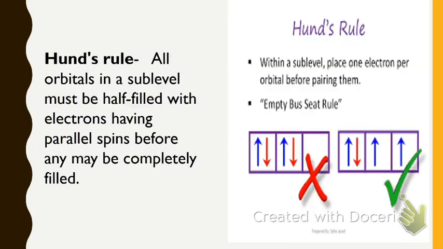And then the third one is Hund's Rule, and it states that when you're filling orbitals within a sublevel, they must be half filled with electrons before having a second electron, which is spinning down. Okay? In other words, everybody gets one up arrow before they get a down arrow. That's basically what it's saying.